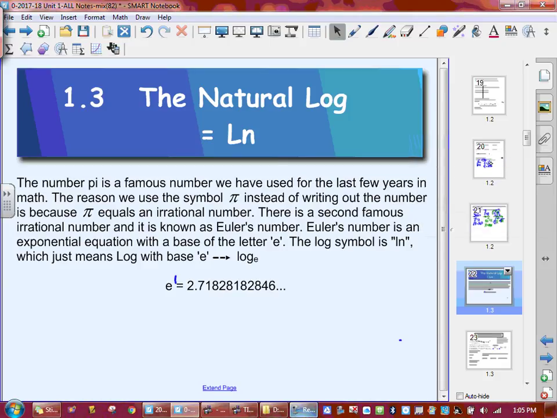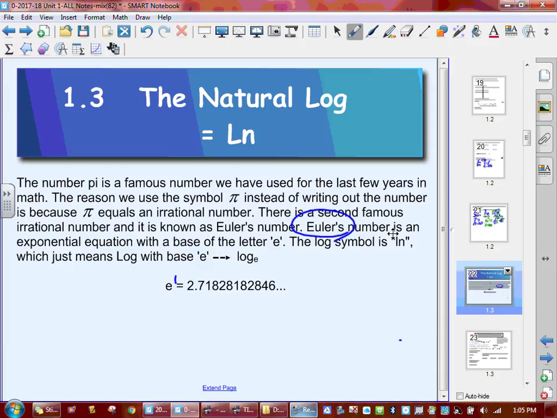is less than 1.3, the natural log of ln. So we have Euler's number. Euler is the person that came up with this, just like Pythagoras was the mathematician that came up with the Pythagorean theorem. This is Euler. He's a famous mathematician, and he came up with the natural log.